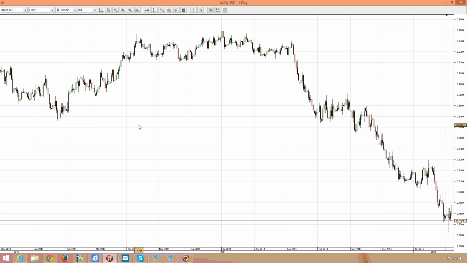Australian dollar, US dollar in the series of how to trade a currency pair. We've covered so far the Euro US dollar, Great Britain pound US dollar, Canadian dollar of course, and it is time now for the Australian dollar and US dollar. The thing is that this currency pair is, let's say, extremely dependent on two things. Number one, China.